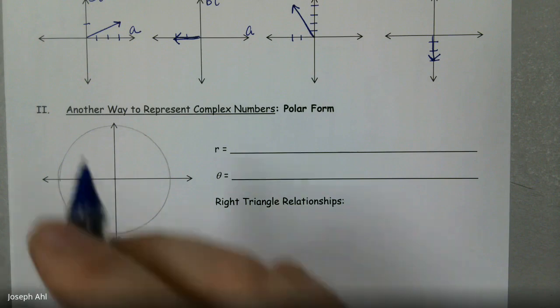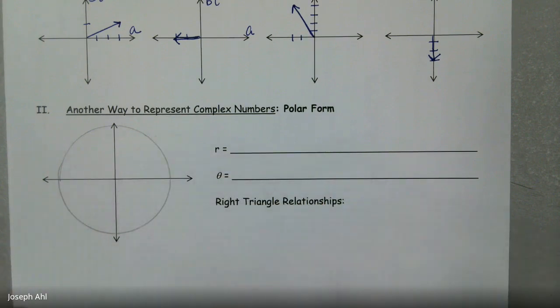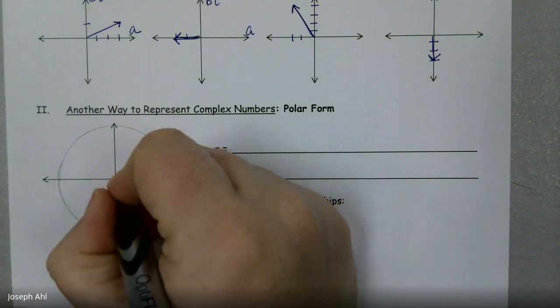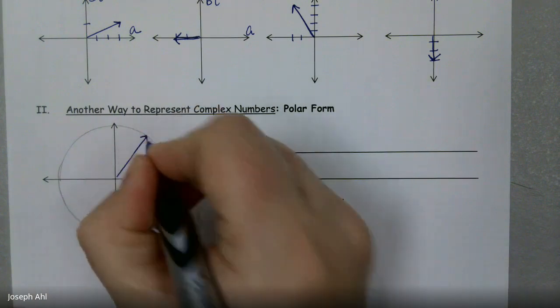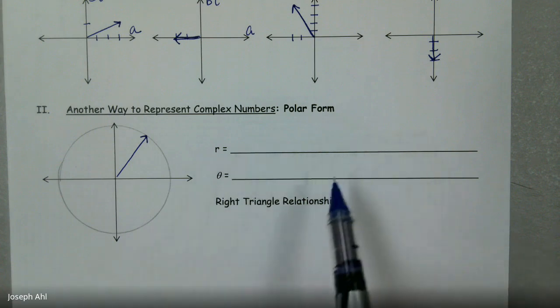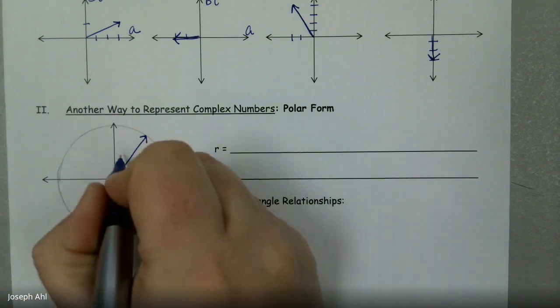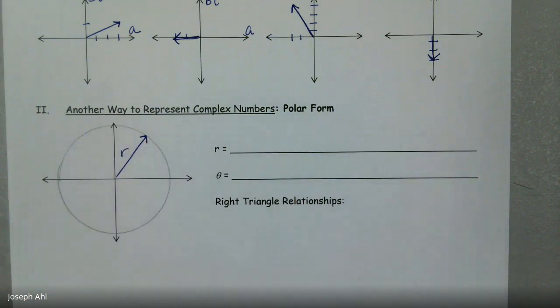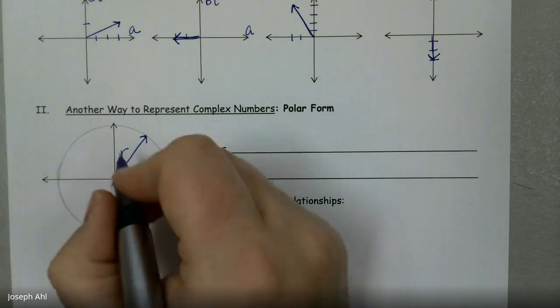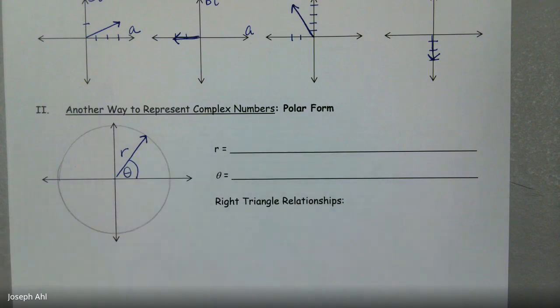And what I want you to think about is, let's draw a vector in the first quadrant here that represents some a plus bi number. So again, draw a vector that kind of just points to the outside of the circle somewhere. And you can see there's two things we're going to develop here. We're going to develop what r equals and what theta equals. So r is going to be this length of the vector right here. And then theta is going to be the angle formed with the x-axis.